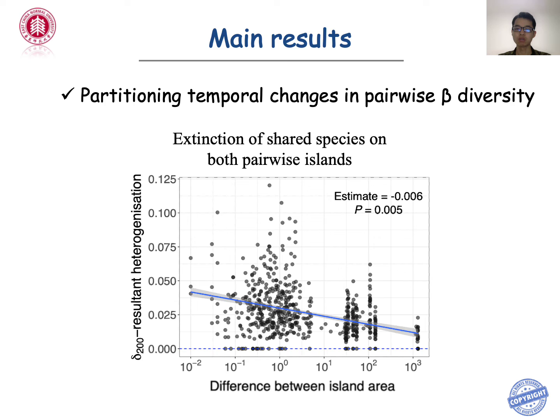In addition, we also found that the beta diversity increase caused by loss of shared species on both pairwise islands was also enhanced between similar-sized islands. The reason might be that habitat loss and fragmentation in our system might impact some regionally abundant species due to a trade-off between disturbance tolerance and other abilities, such as competition or dispersal. Therefore, pairwise islands with similar area, which are almost all small, would cause the loss of some generalist species and lead to higher beta diversity increase.